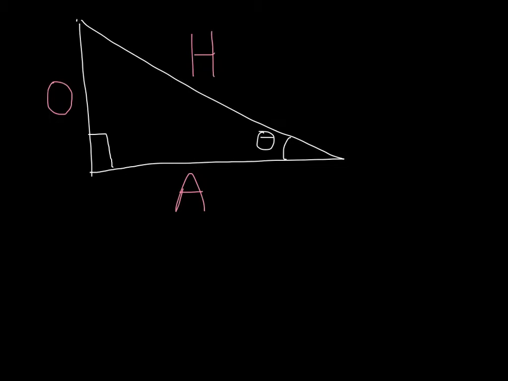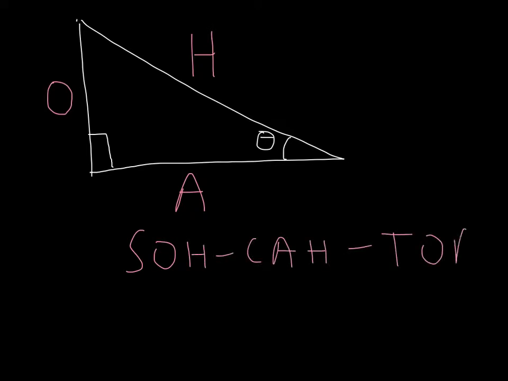Remember, this only works for a right angle triangle. Very important to remember that. So we have a mnemonic that we like to use. It's SOHCAHTOA. This tells us when to use sine, cosine, or tan.